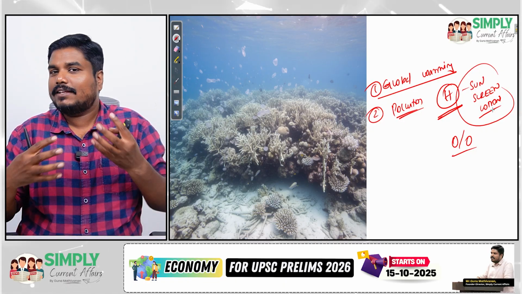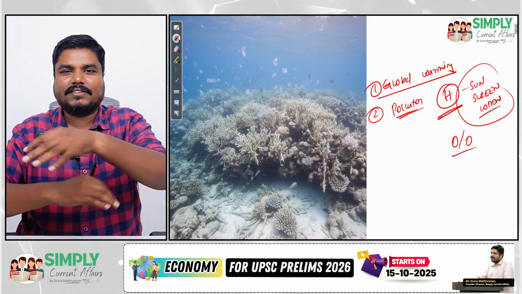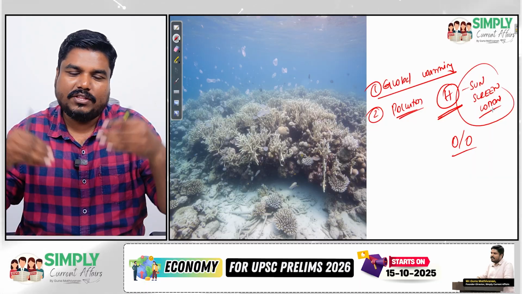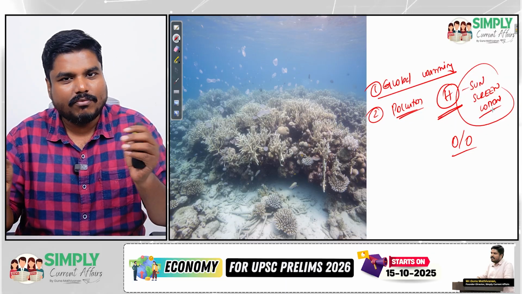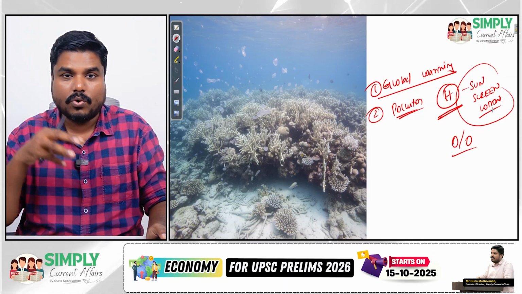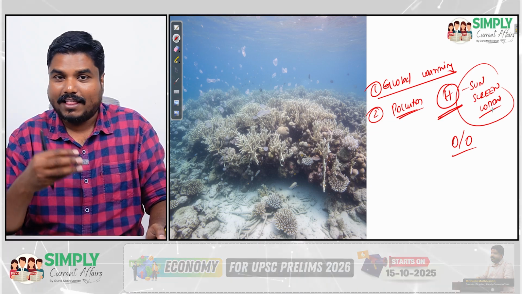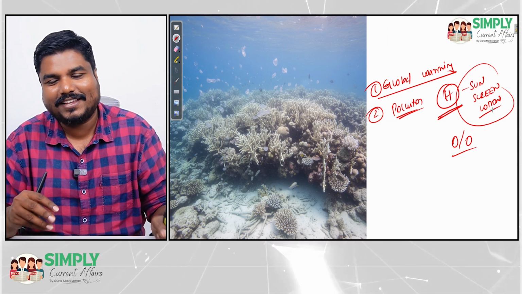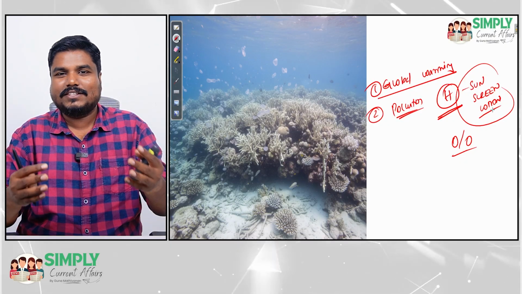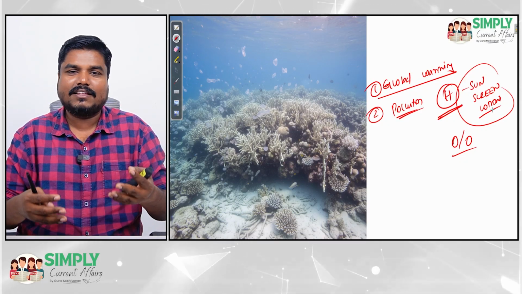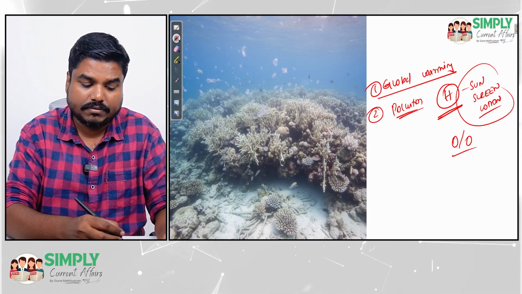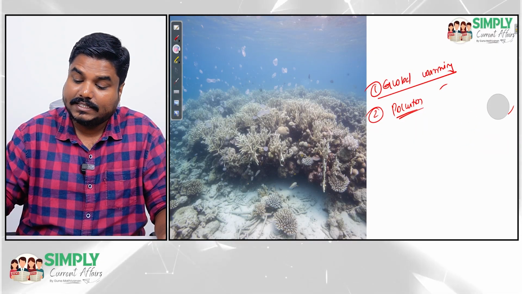Why? Assume that I am the tourist. Now I apply sunscreen lotion which has oxybenzone and octinoxate. Now I jump into the waters. These chemicals dissolve in the waters and will reach the corals. These chemicals will result in the death of zooxanthellae. So what happens when zooxanthellae are dead? Automatically the corals will lose their color. So pollution is another reason.